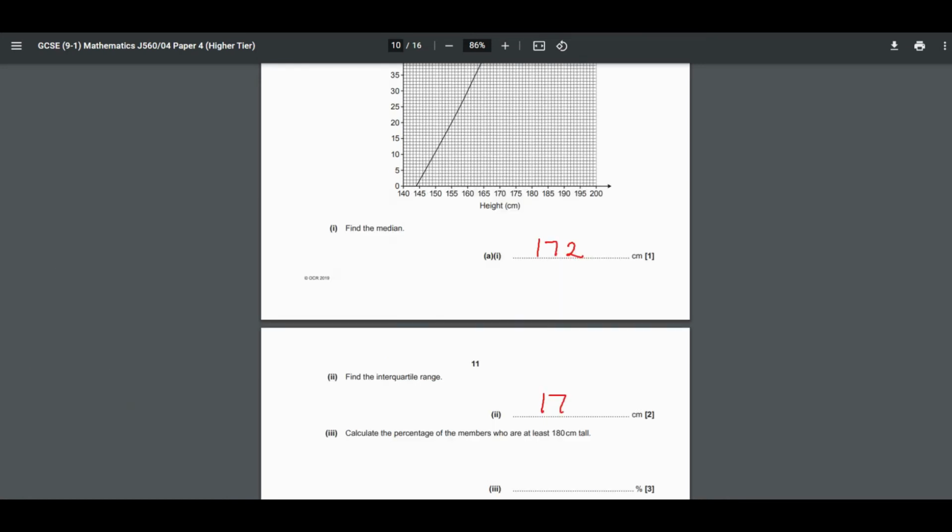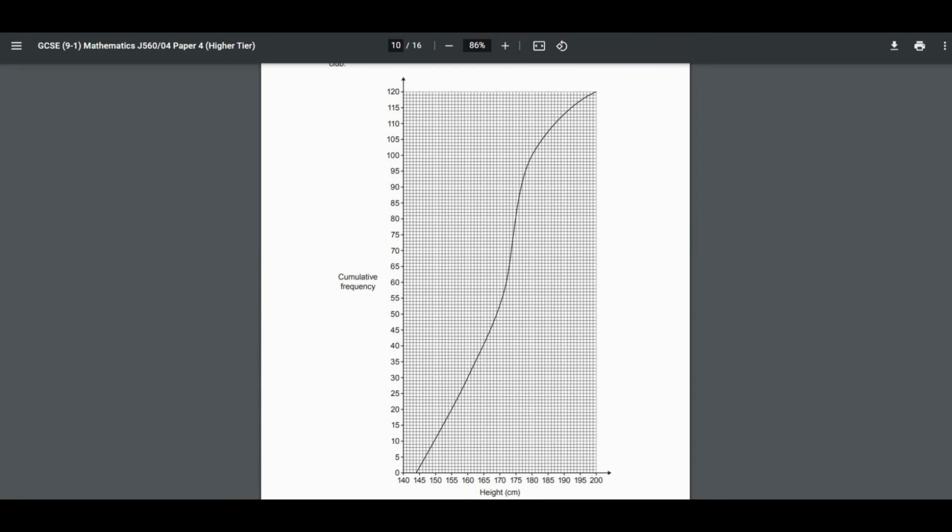Now part 3 is asking to calculate the percentage of the members who are at least 180 centimeters tall. So we'll go back to the data, and what we'll do is go from the heights and go up from 180 like so, and then across to 100, right? So we go up from 180 and across to 100.